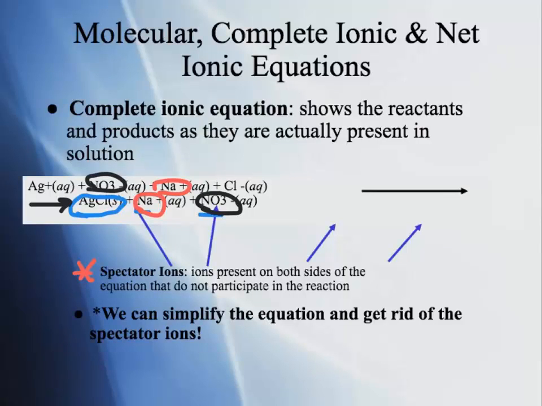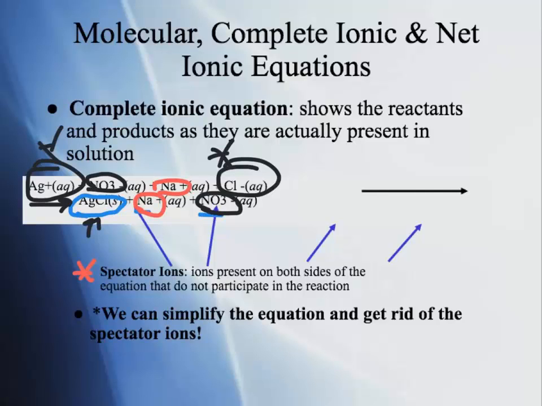So we can simplify this equation to get rid of these spectator ions that just sit there and do nothing. And we can just show the ions that actually find each other to do something. And which ones would those be? You guessed it. The Ag and the Cl. Those are the ones that we actually care about, because those are the ones that get together to form AgCl, which is our solid.